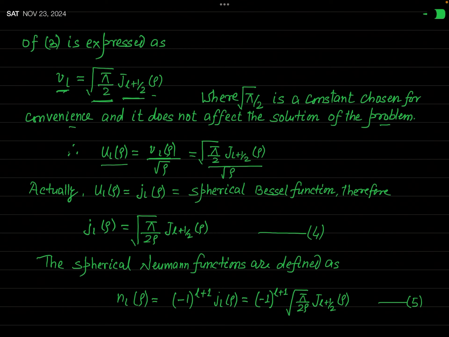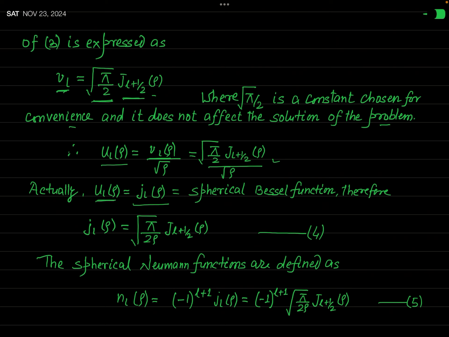This is the square root of pi over 2 times J_{L+1/2} of rho, over the square root of rho. But actually, when you talk about this U_L of rho, what is this? In fact, this is simply the spherical Bessel function. So U_L of rho is recognized as the spherical Bessel function, small j_L of rho.